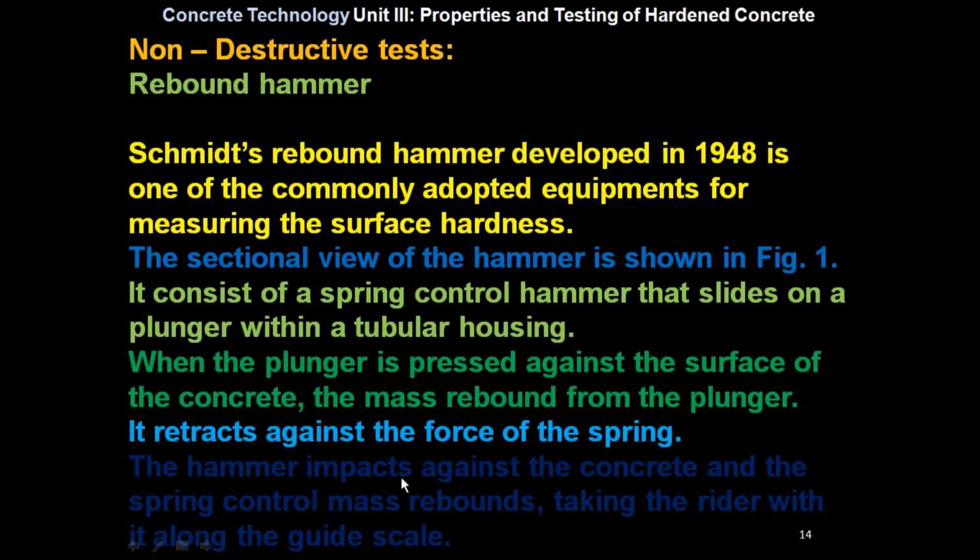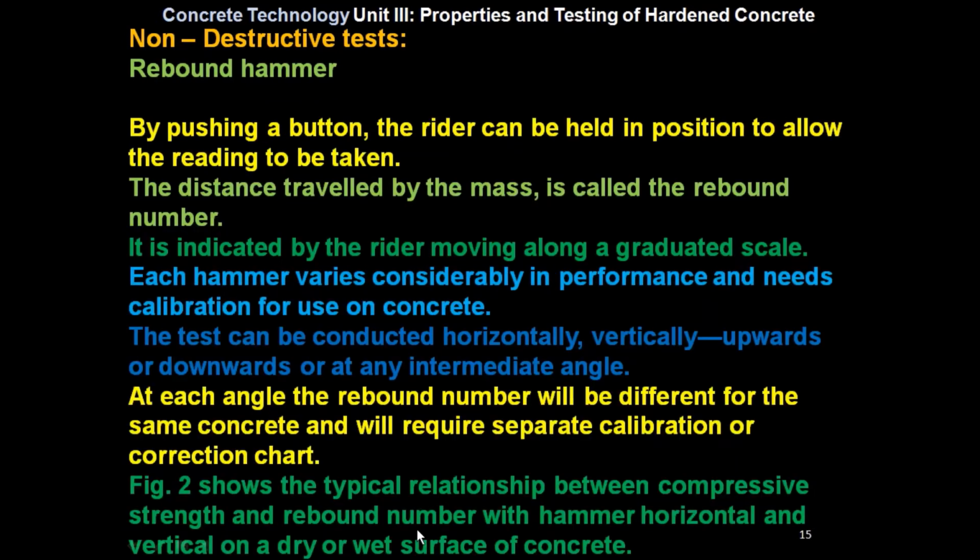The hammer impacts against the concrete and the spring controlled mass rebounds, taking the rider with it along the guide scale. By pushing a button, the rider can be held in position to allow the reading to be taken. The distance traveled by the mass is called the rebound number. It is indicated by the rider moving along a graduated scale. Each hammer varies considerably in performance and needs calibration for use on concrete.